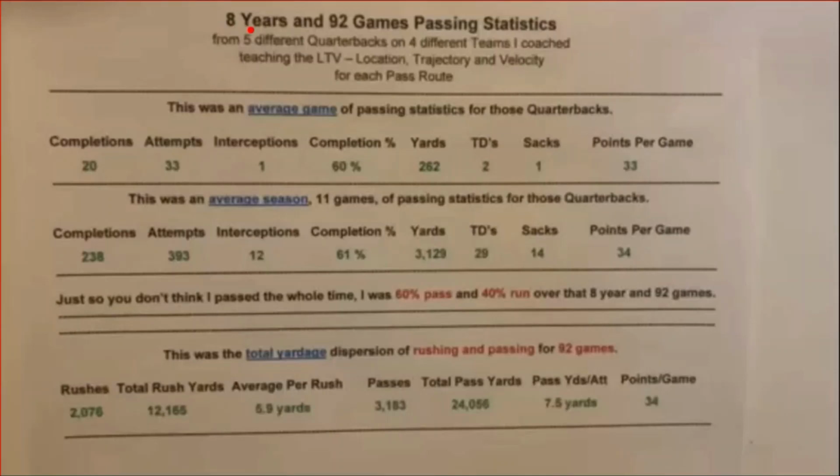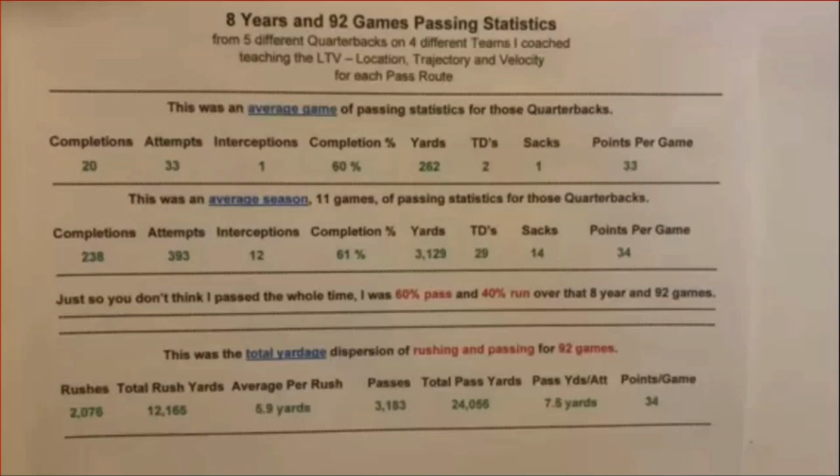So here are some statistics for 8 years and 92 games. These are 5 different quarterbacks on 4 different teams that I personally coached, as either the head coach or running the offense for a friend of mine. This was an average game for those 5 quarterbacks: we completed 20 passes in 33 attempts, with 1 interception, 60% of our passes complete, 262 yards, 2 touchdowns, 1 sack, and we averaged 33 points a game.